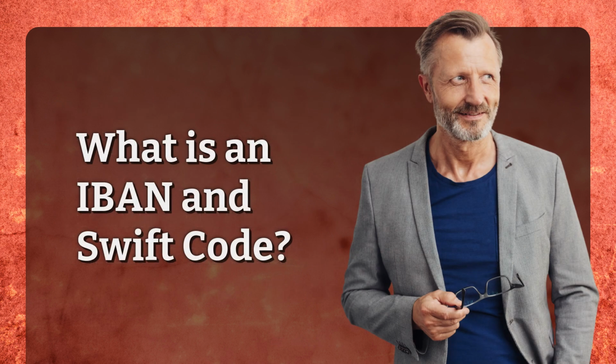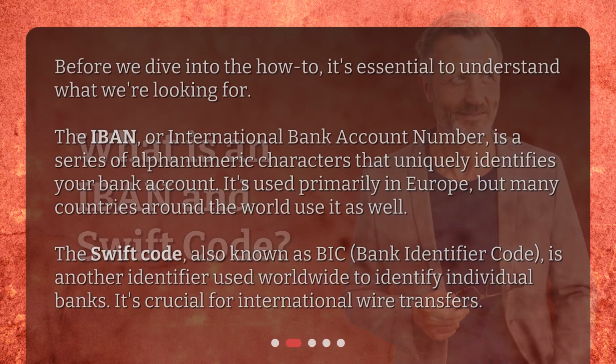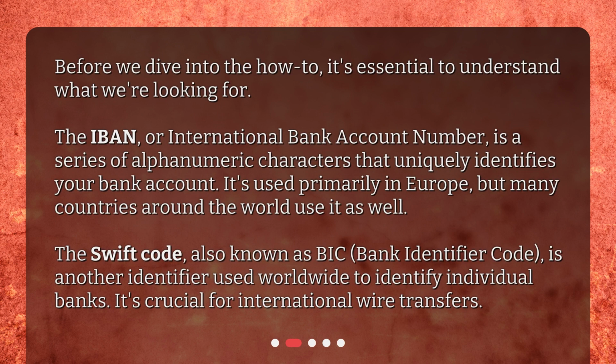What is an IBAN and Swift code? Before we dive into the how-to, it's essential to understand what we're looking for. The IBAN, or International Bank Account Number, is a series of alphanumeric characters that uniquely identifies your bank account. It's used primarily in Europe, but many countries around the world use it as well. The Swift code, also known as BIC, Bank Identifier Code, is another identifier used worldwide to identify individual banks. It's crucial for international wire transfers.